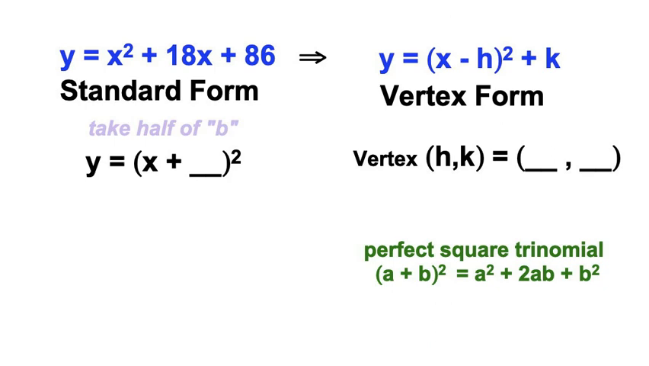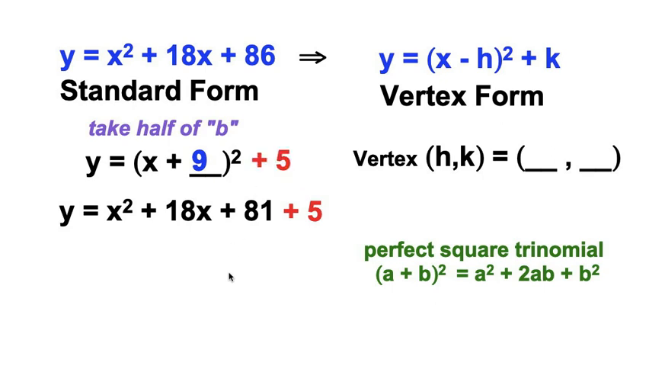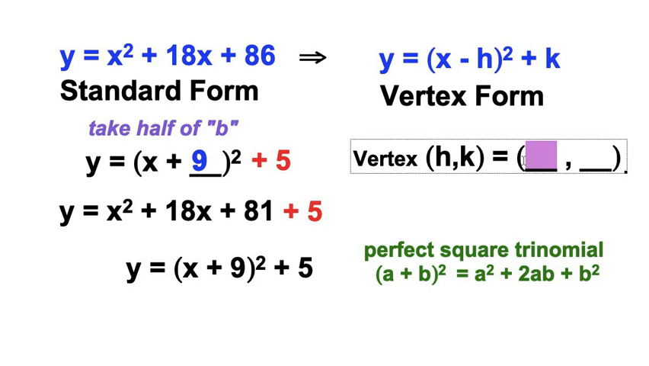What's half of 18? That would be 9. What's 9 squared? Well, that would be 81. 81 is not 86. I'm going to have to adjust. I'm going to add 5. So that's your equation right there. Are you kidding me? It's that easy. Now, I could then say, what is the h and the k? I've got x plus 9 or x minus a negative 9. So that'll be negative 9, and the k is plus 5. Pretty sweet, huh? All right, just a couple more and we'll be done.